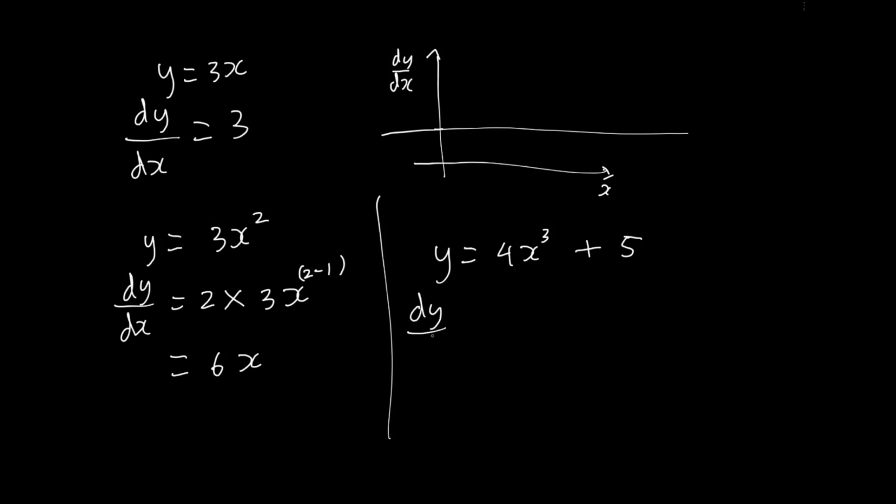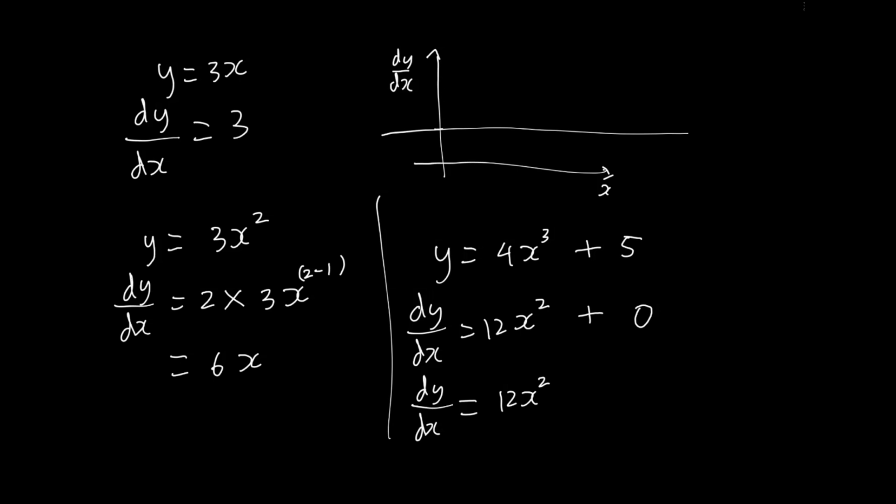So dy over dx is equal to 12 because 3 times 4x, and then 3 minus 1, which is 2, so 12x squared, plus 0, because the differential of a constant is equal to 0 at all times. That's one of the rules for differentiation. So then our answer is simply dy over dx is equal to 12x squared.